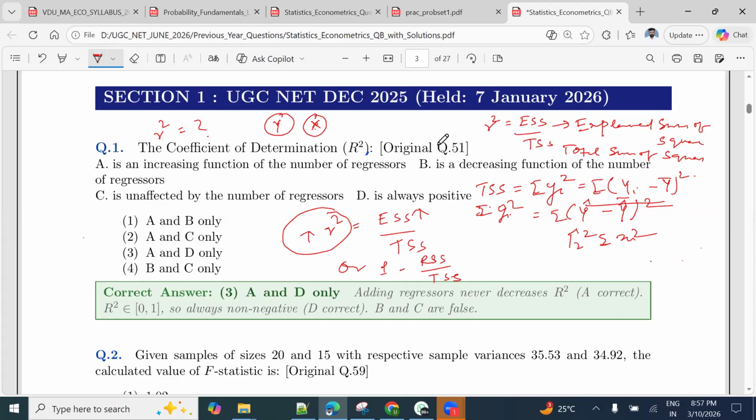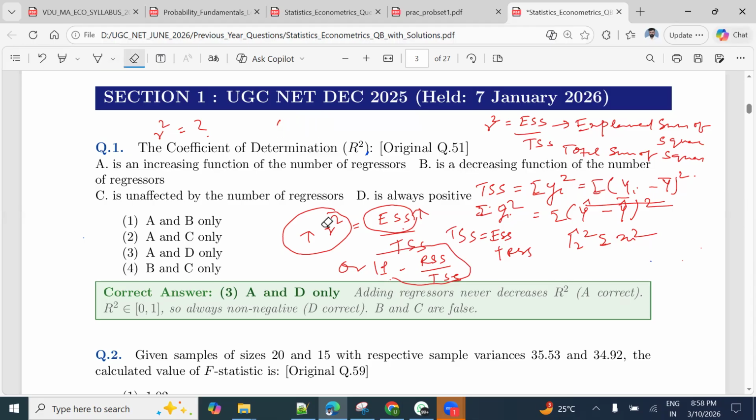R square measures the proportion or percentage of total variation in Y explained by the regression model, right? So usually when you add more and more independent variables to the regression, then your ESS will increase. And subsequently it will be 1 minus, because your TSS is equal to ESS plus RSS. So if you divide TSS across, then it will be 1 minus RSS upon TSS. Now what is the question? Madhuchita, what is the question?